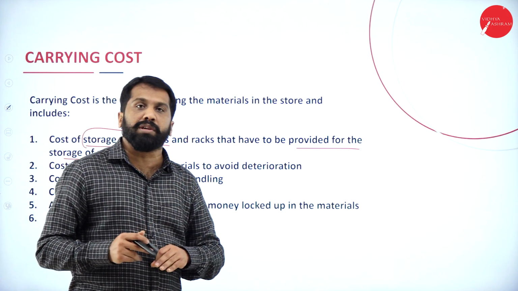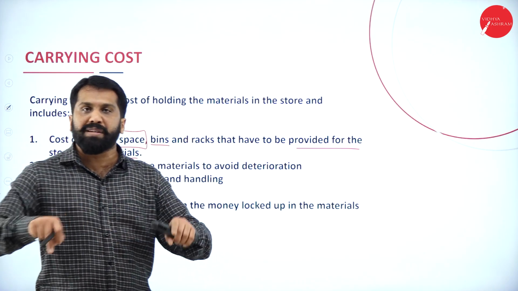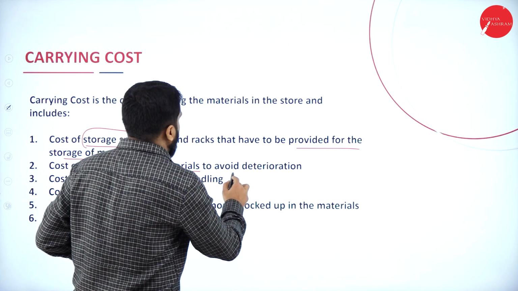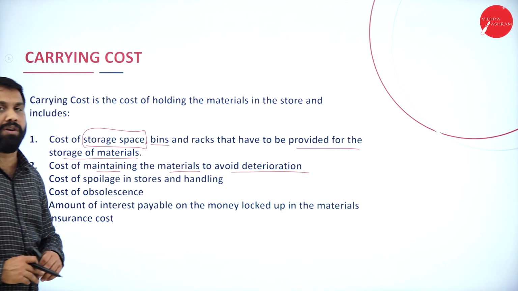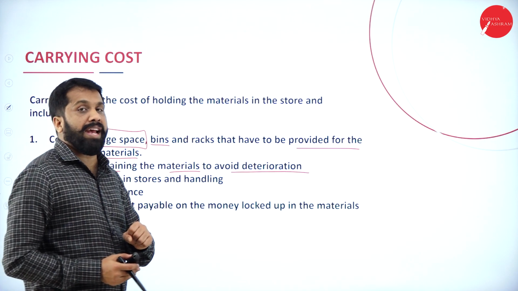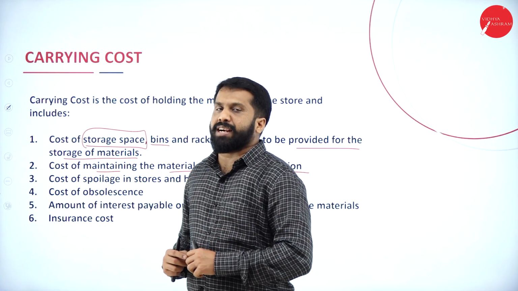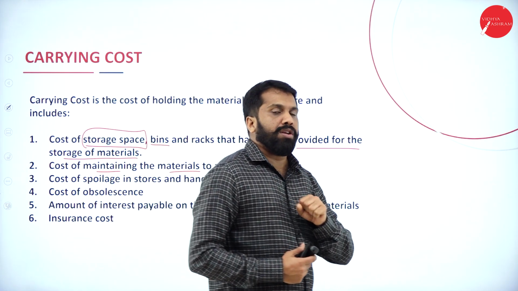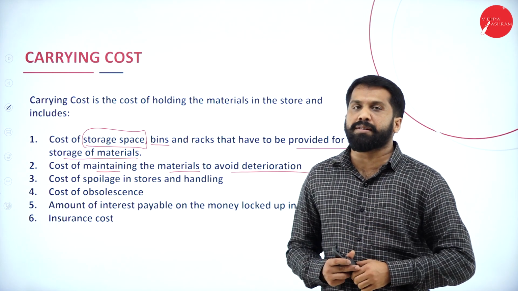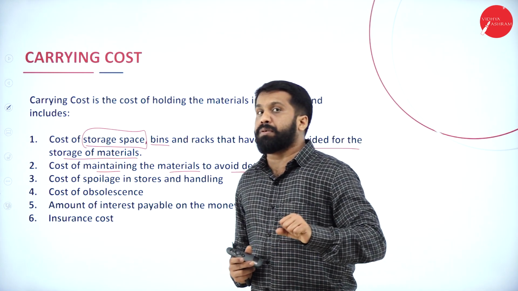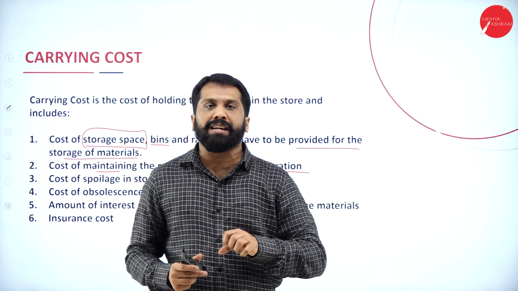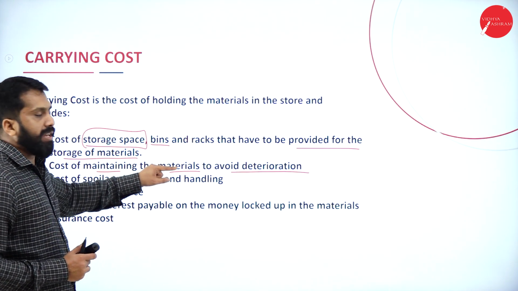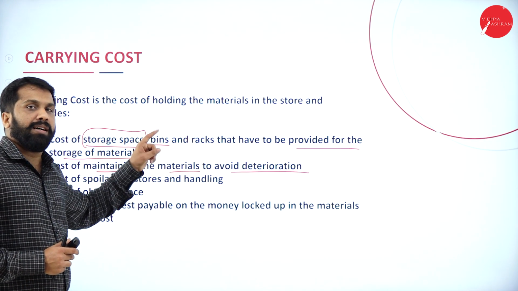If the units are more, you need more space. You need more bins. Bins means boxes. Next, the cost of maintaining the material to avoid deterioration. Deterioration means, once you have bought, you have to keep it safe. If you have a huge stock or the units are more, you have to keep it safe for a longer period. Few raw materials are perishable, few materials are very delicate, so you have to keep them safer. A huge maintenance cost will be incurred for that. That is also included in your carrying cost.